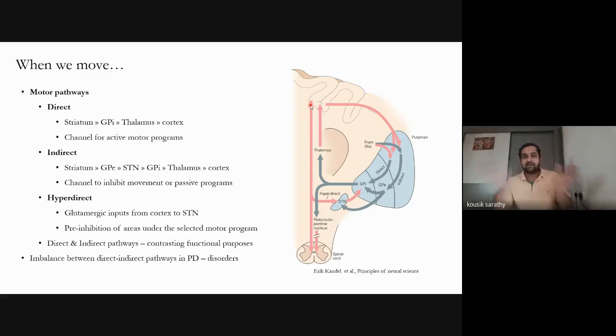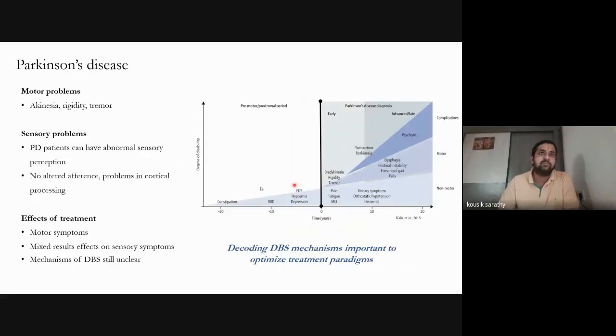As you can see, the direct and the indirect pathway have contrasting functional uses, and there needs to exist a balance between these two. And when there is an imbalance, it leads to movement disorders. Now, one such prominent movement disorder is Parkinson's disease. Parkinson's disease is typically due to the degeneration of dopaminergic neurons in the substantia nigra pars compacta, SNc.